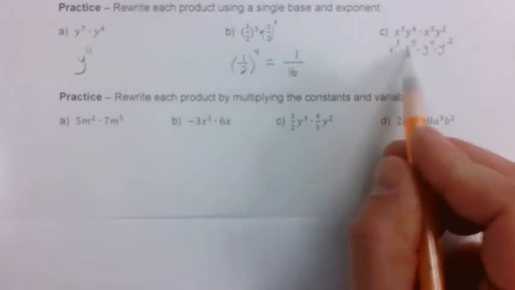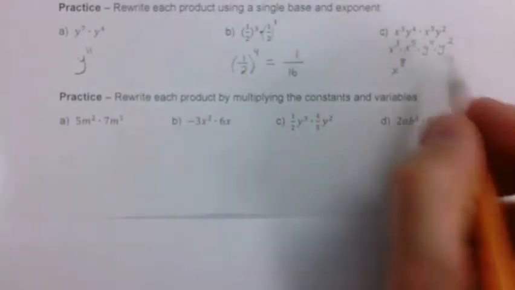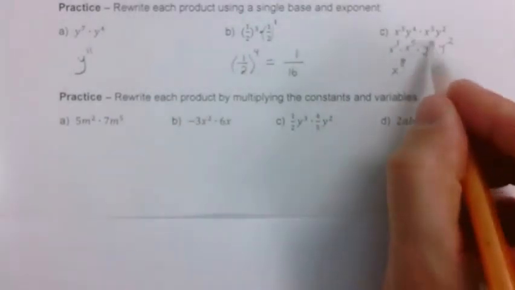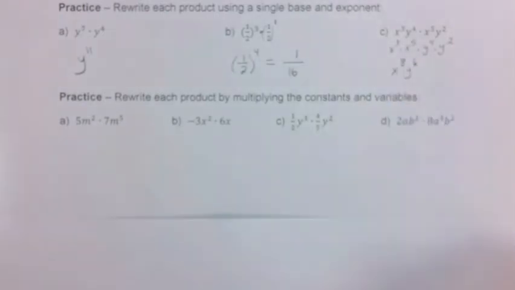And then I can multiply the x's together. X to the third times x to the fifth is x to the eighth power. And I can do the same thing with the y's. Y to the fourth times y squared is y to the sixth power. So my simplified expression now says x to the eighth y to the sixth power.